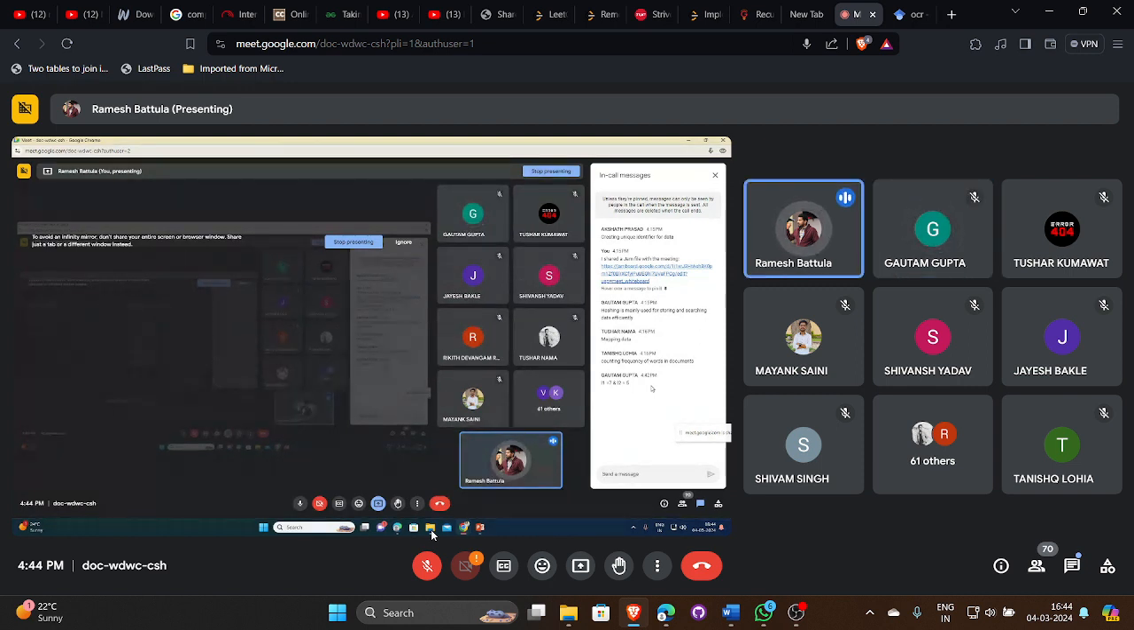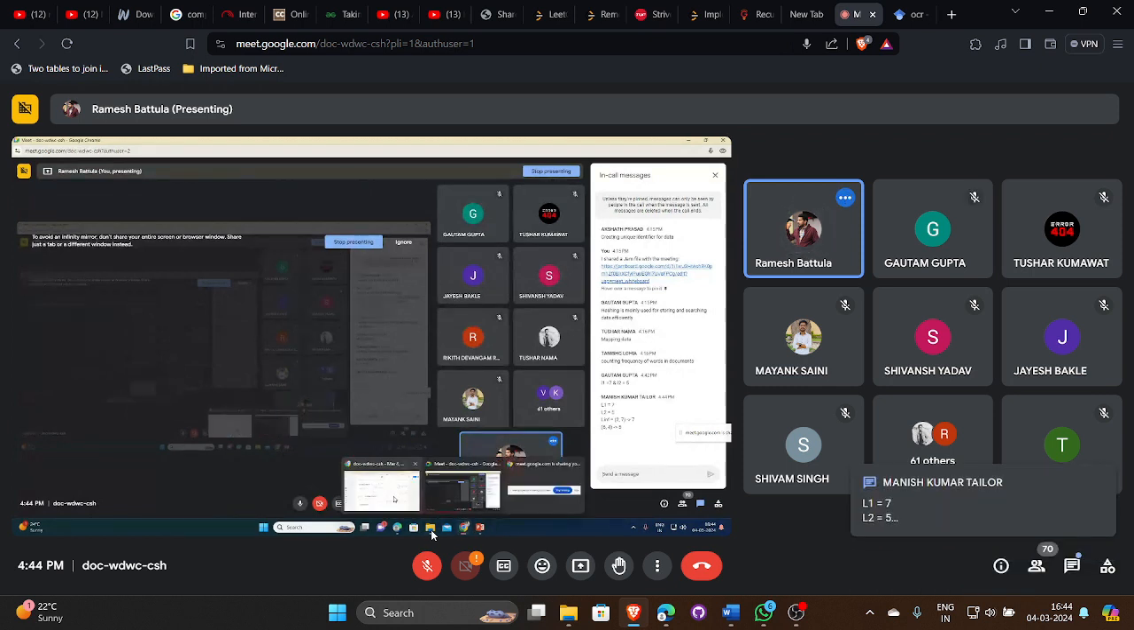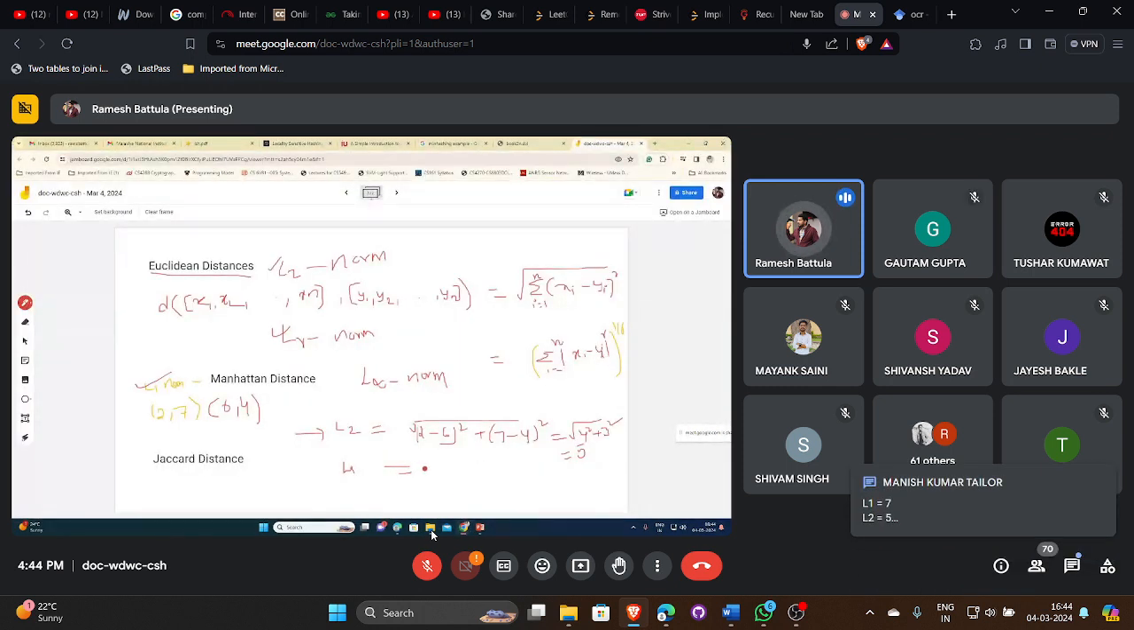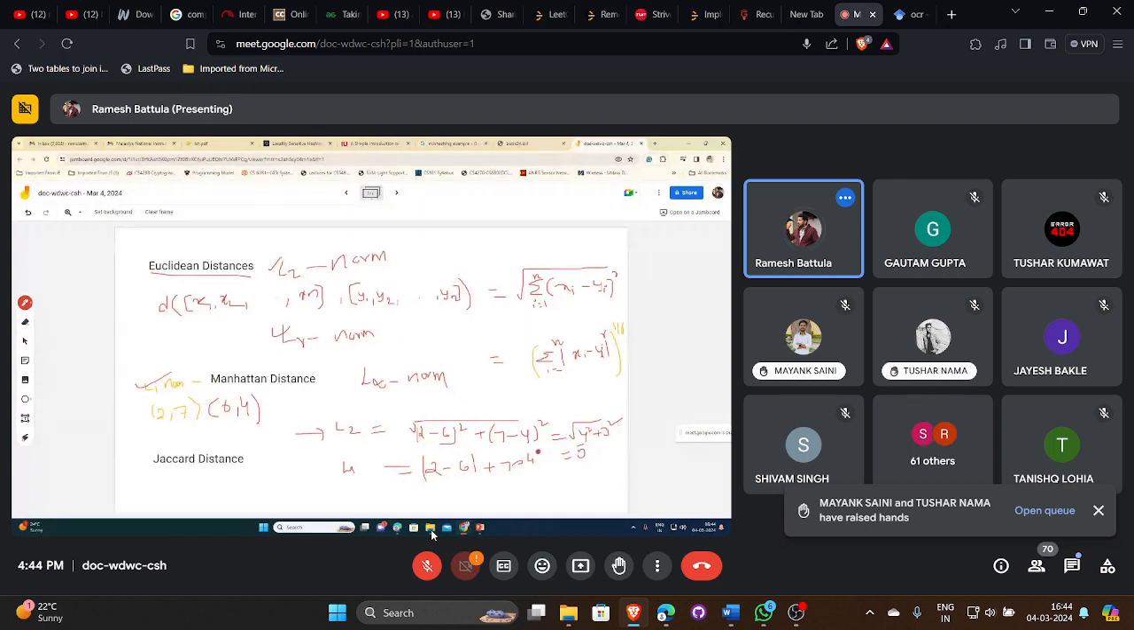Given all the norms, you take them and find out which one is the maximum. For example, here you need to observe. Suppose we find L1, how do we find it? It is 2 minus 6, plus 7 minus 4. This is going to be 4 plus 3. So L1 is equal to 7.